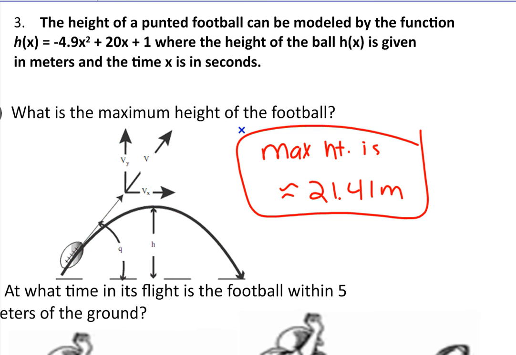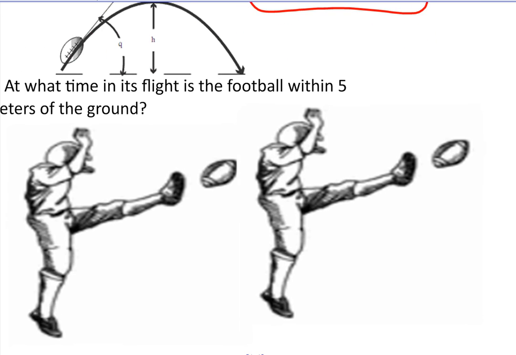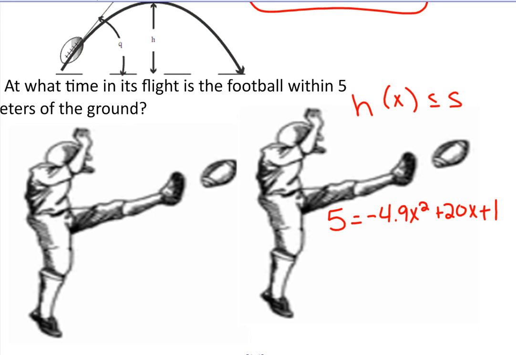Now, at what time in its flight is the football within 5 meters of the ground? If it's within 5 meters, I'm looking for my height to be less than or equal to 5. So really, I'm going to plug that 5 into my original equation for that height. So I'd say 5 equals negative 4.9x squared plus 20x plus 1. That's kind of confusing to think of, but that's what they want me to do.